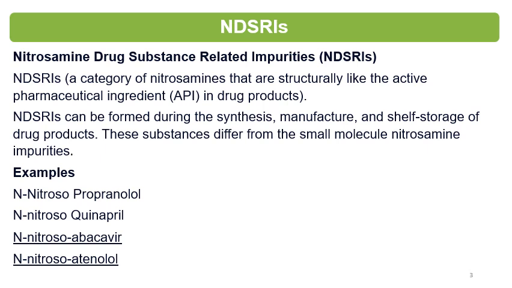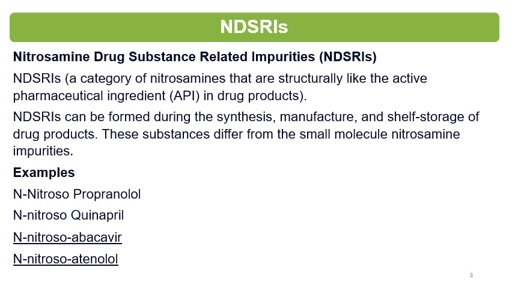Another class is nitrosamine drug substance related impurities, commonly called NDSRIs, and these are nitrosamine impurities which have a structure similar to the drug substance or the active pharmaceutical ingredient. NDSRI is a category of nitrosamine that is structurally like the active pharmaceutical ingredient, that is, the drug substance in the drug product. NDSRIs can be formed during the synthesis of the API, during the manufacturing of the API, and also during the manufacturing of the drug product. These may also get formed during the shelf life, storage period, or stability period of the drug product. These substances differ from the small molecule nitrosamine impurities as they are related to the drug substance structure, so they are quite big in molecular weight compared to the small nitrosamines.